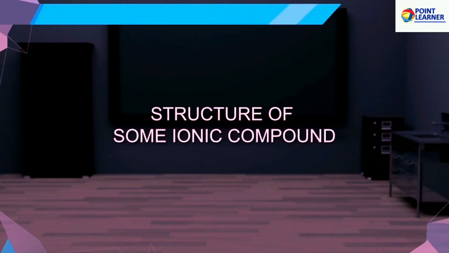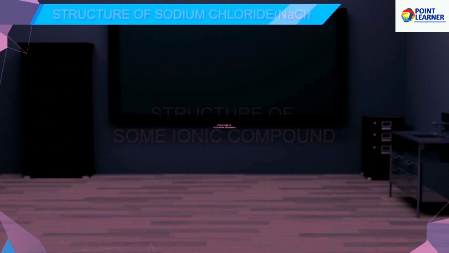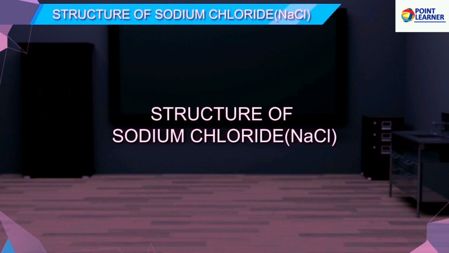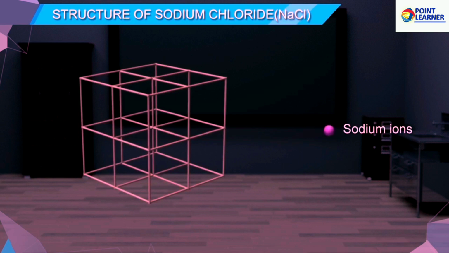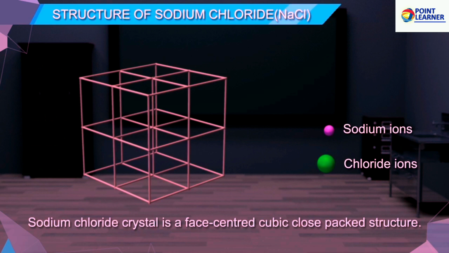Structures of some ionic compounds. Structure of sodium chloride, NaCl, rock salt structure. Sodium chloride crystal is made up of sodium ions, that is, cations, and chloride ions, that is, anions. Sodium chloride crystal is a face-centered cubic close-packed structure.